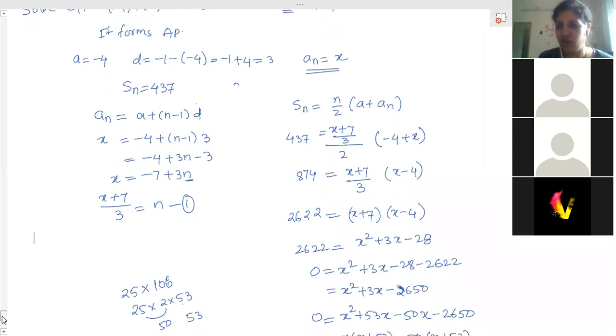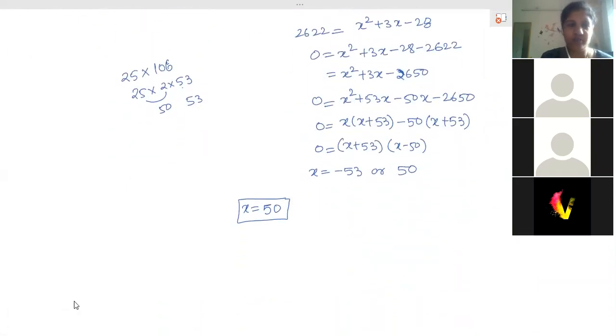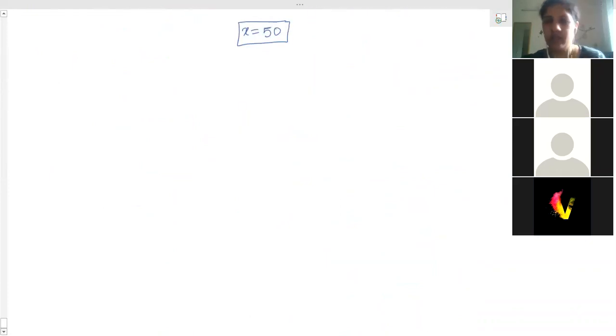You got it in terms of n. I have done it in terms of x. Yeah, tell me what's yours? You got it in terms of n: 3n square minus 11n minus 874 equals 0. So 3 into 874 you need. So 3 into 874, you're right, no?